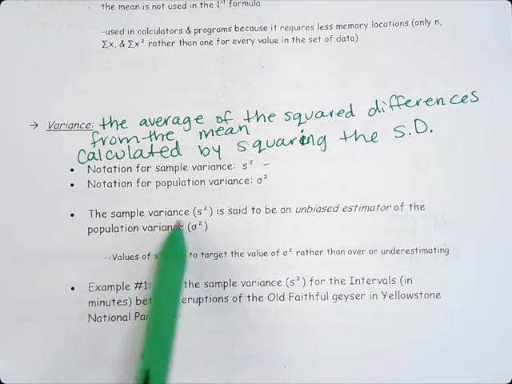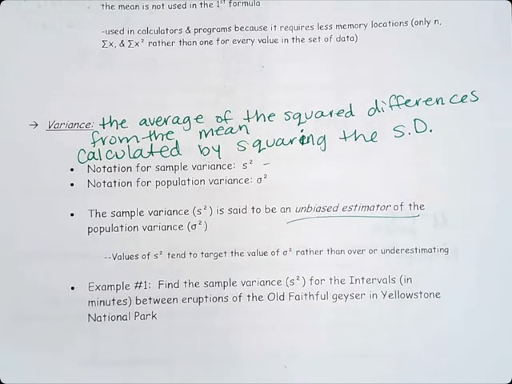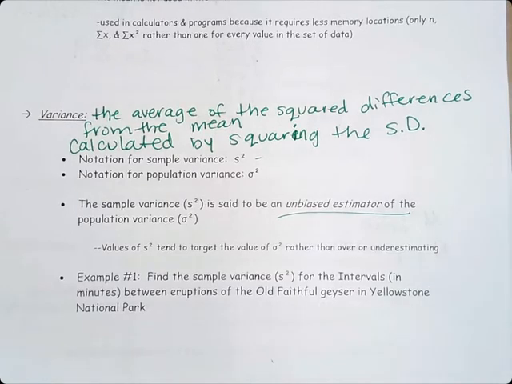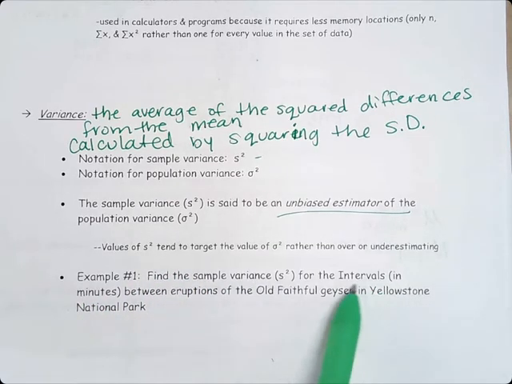The sample variance is said to be an unbiased estimator of the population variance. And you always want some kind of unbiased estimator. Unbiased means it's not influenced by anything else. So you want an unbiased value. Okay, example one, find the sample variance of the intervals between the eruptions.